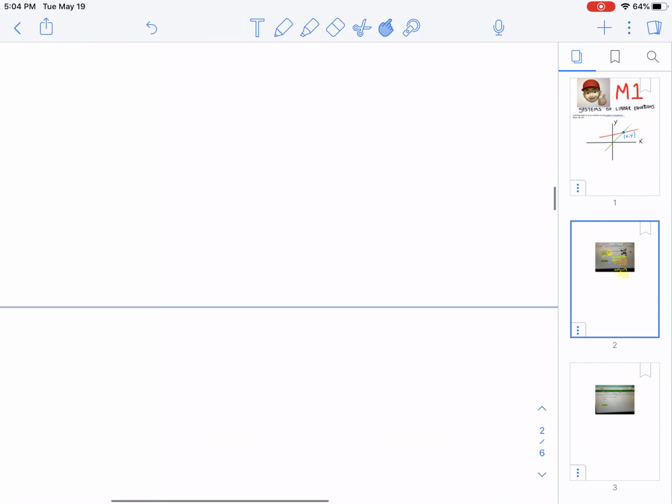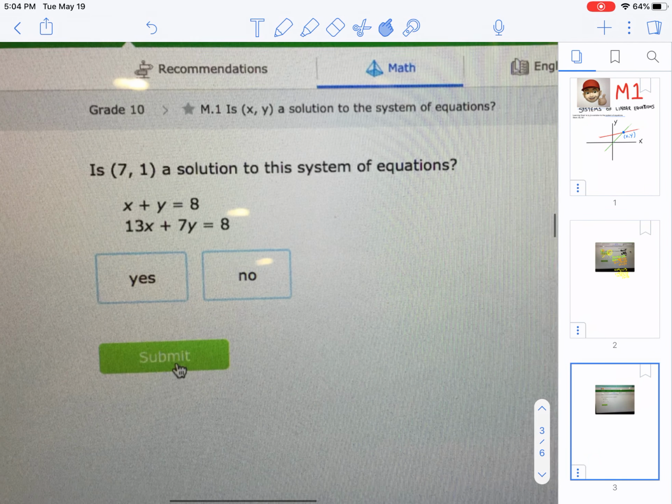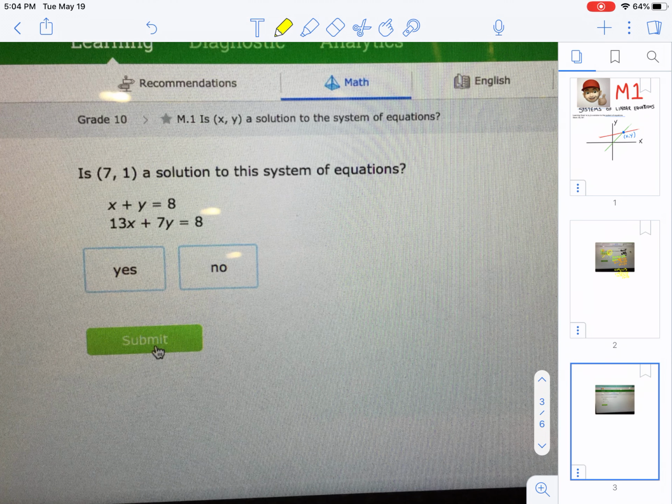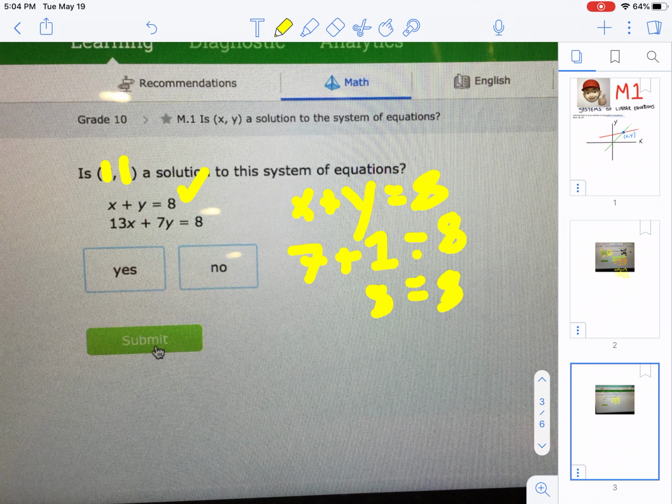Okay, let's try another example. So at a high level, all we're doing is taking this point and putting it into each equation, and if those equations are true, then yes, it's a solution to the system of equations. So let's take the first equation, x plus y equals 8. Now we take our x value 7 and our y value 1 equals 8. 8 equals 8. So that's true. So we know the point lies on the first line.